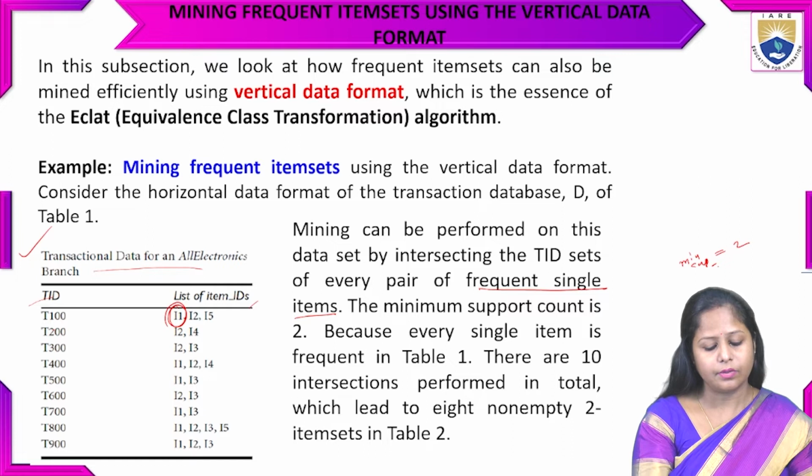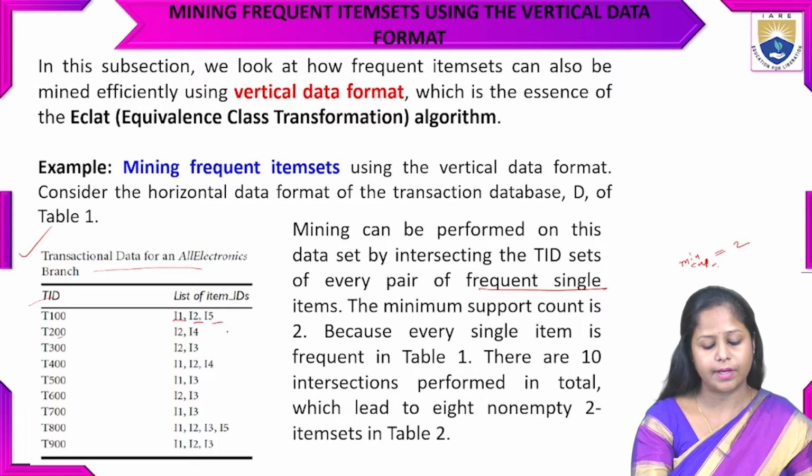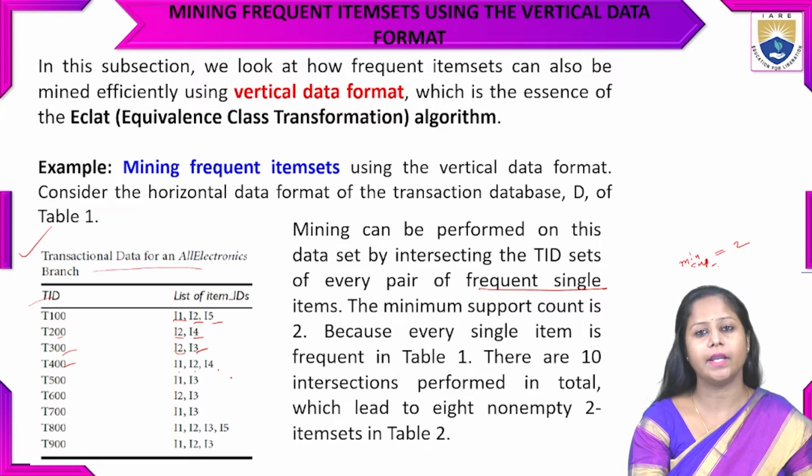here we will check. In transaction T100, the items are I1, I2 and I5. In T200, we have I2, I4. In T300, we have I2, I3. In T400, we have I1, I2, I4. In T500, we have I1, I3. In T600, I2, I3, and so on.